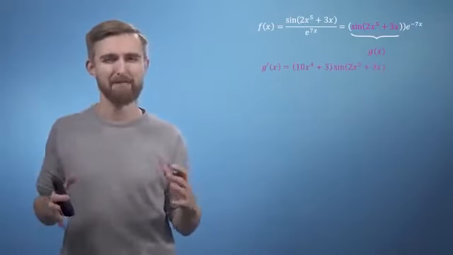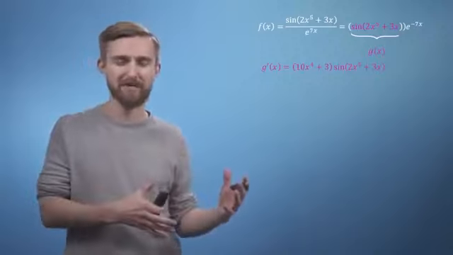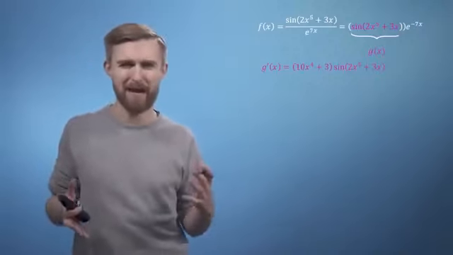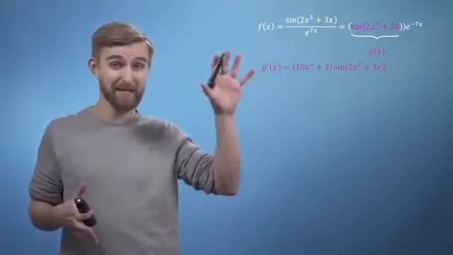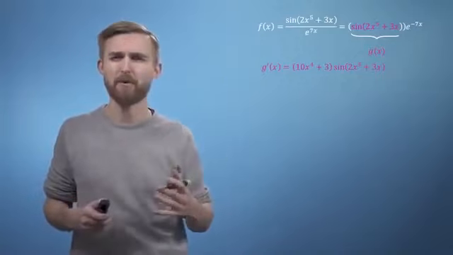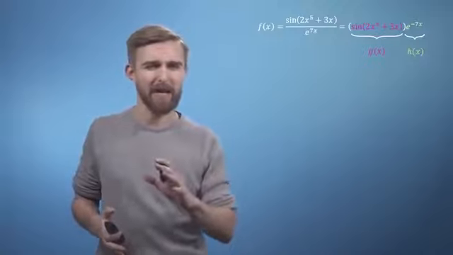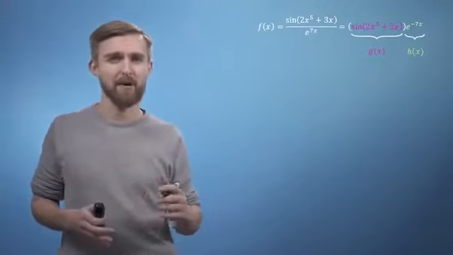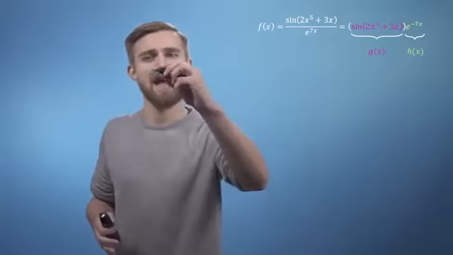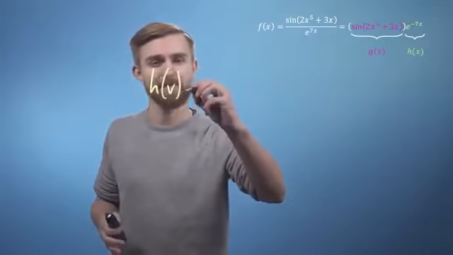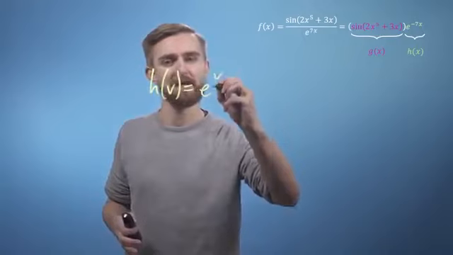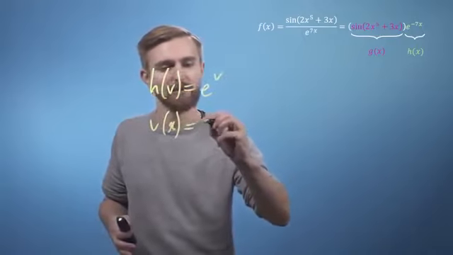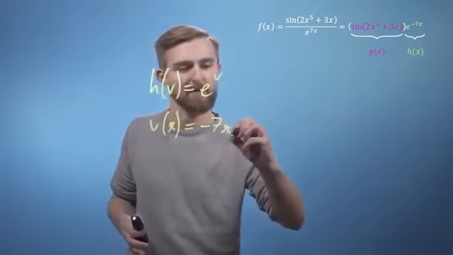We now have an expression for the derivative of g of x, and already we've made use of the chain rule, the sum rule, and the power rule. Now for the second half of our original expression, which we will call h of x, once again we can simply apply the chain rule after splitting our function up. So we can say that h of v equals e to the v, and v of x equals minus 7x.